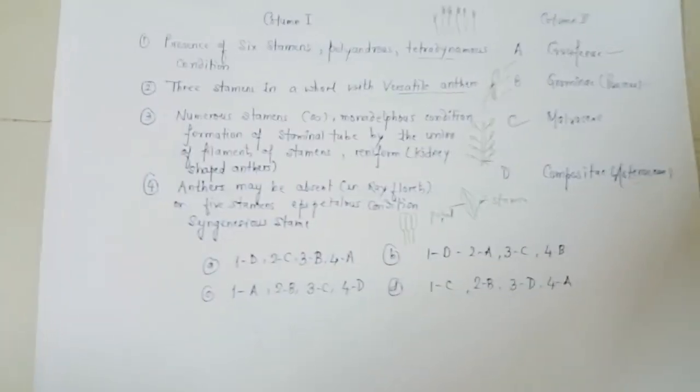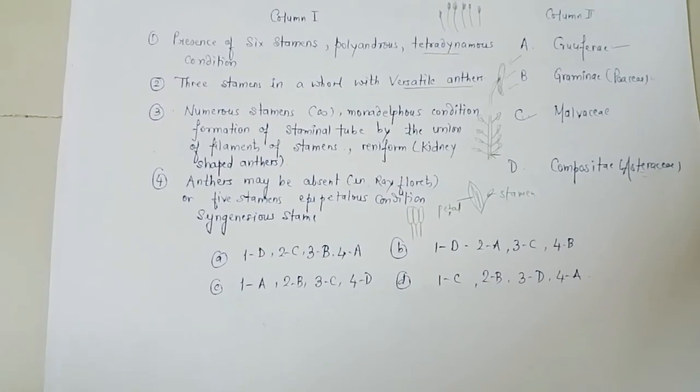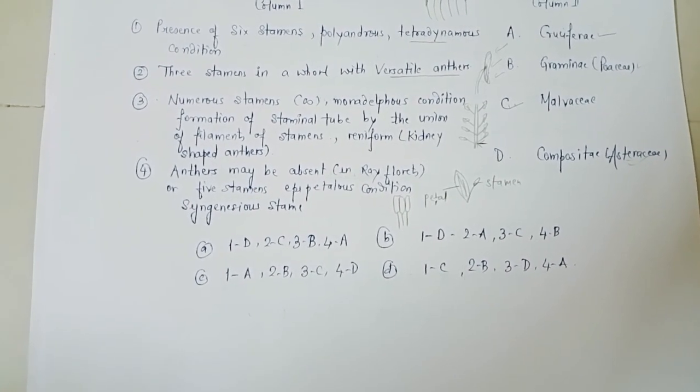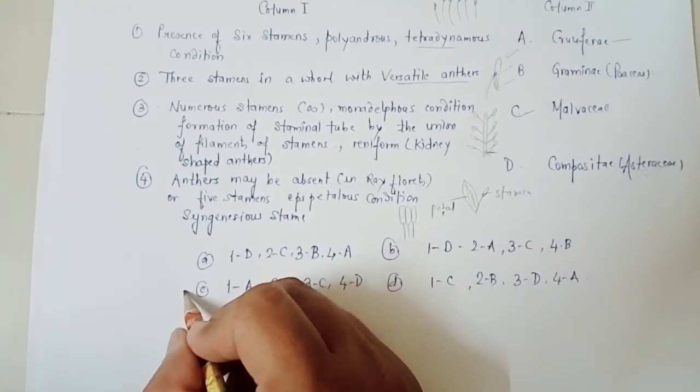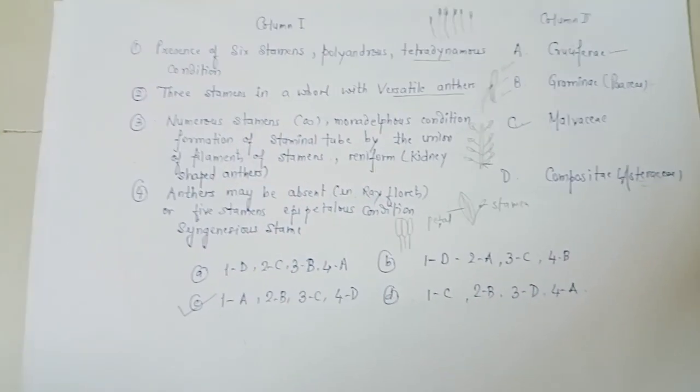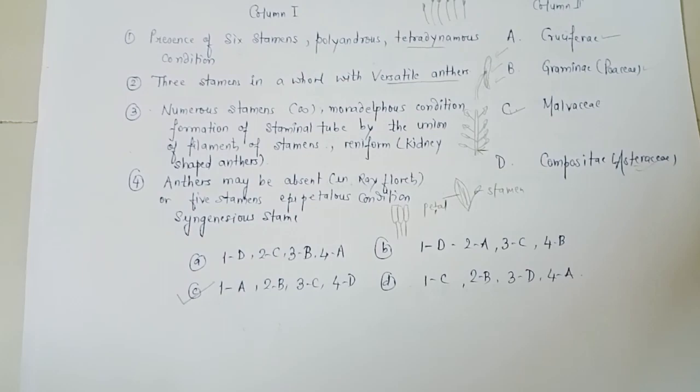So all the given matches, column 1 and column 2, are exactly correct, and the option is 1A, 2B, 3C and 4D. So the correct option in this case is C. Please revise these characters, quite important characters, and they can be frequently asked.